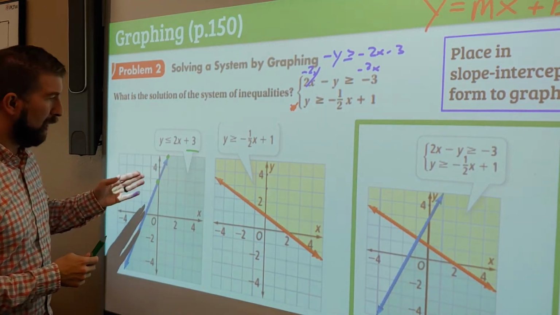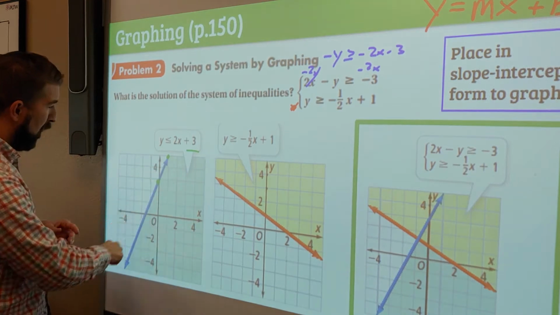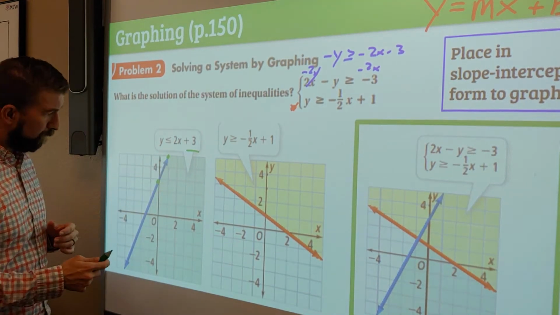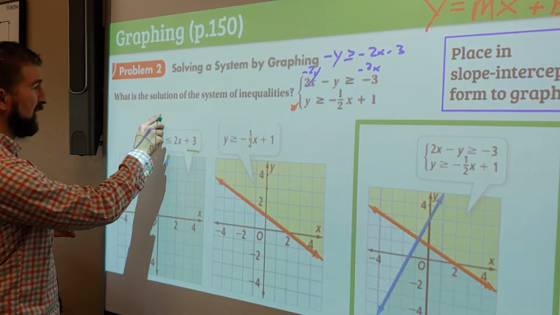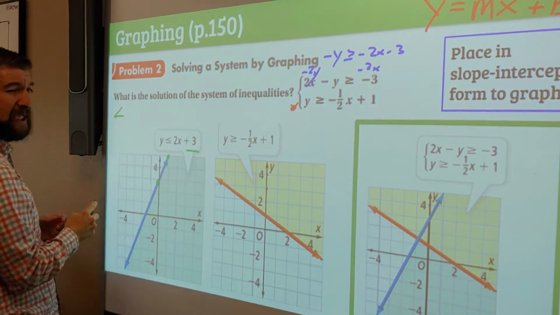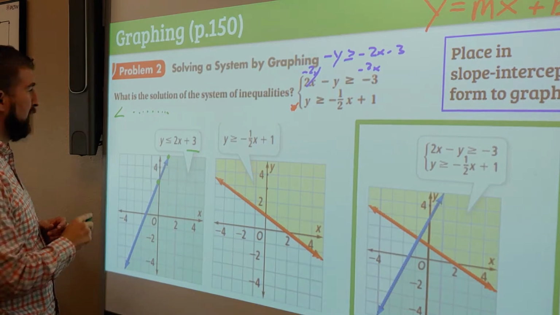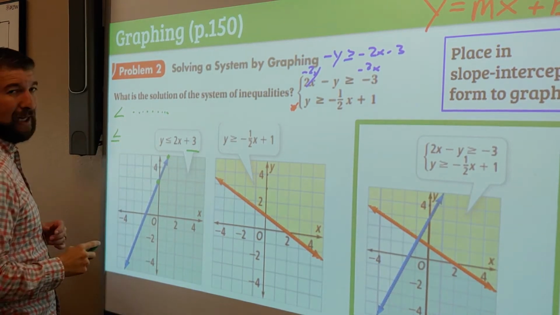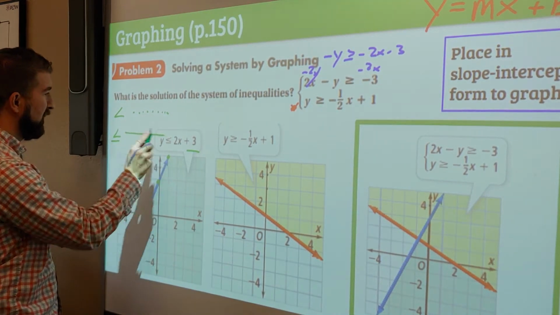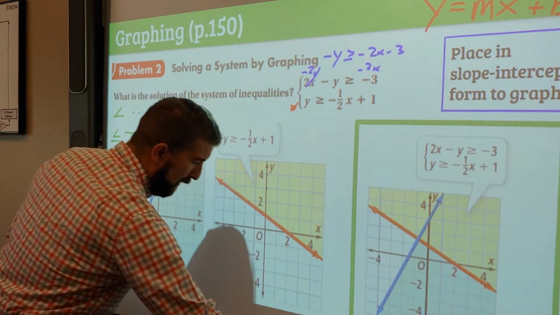Another thing that you will notice is that our line is solid. Now, if this were just simply less than, our line would be dotted. But since it's less than or equal to, it's solid. Keep that in mind as you graph.